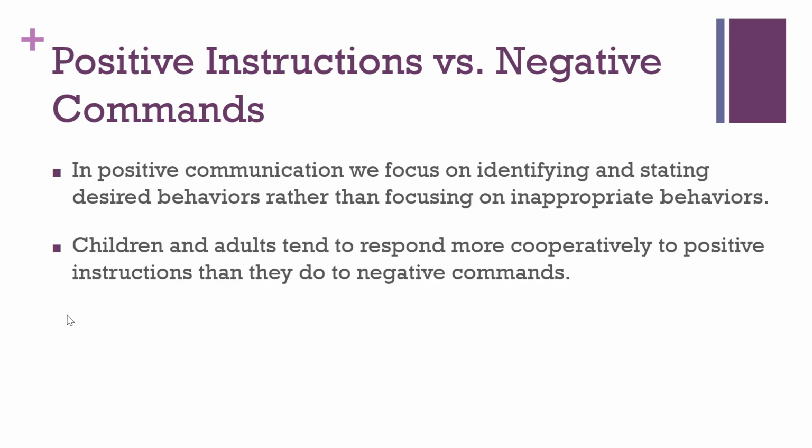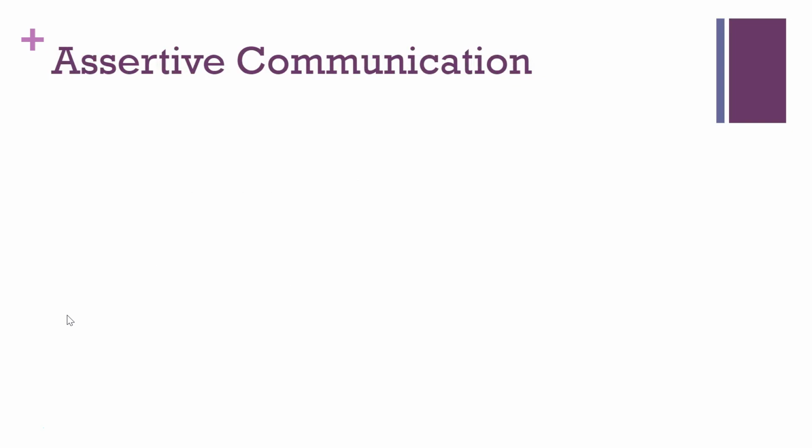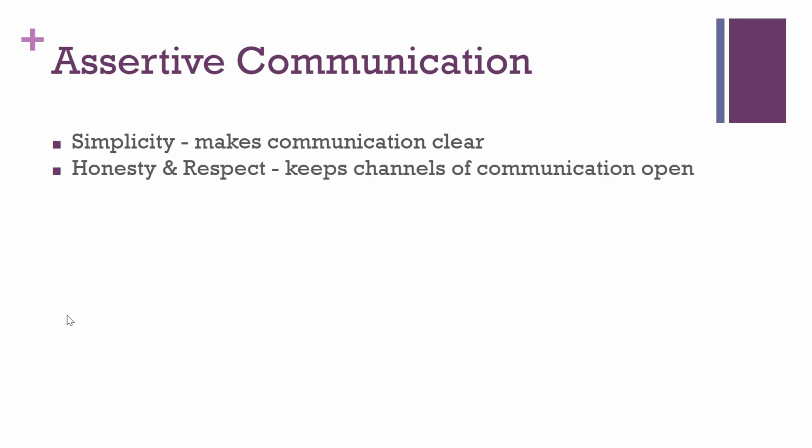When we are using positive versus negative commands, another idea to include is assertive communication. Just because we are using positive instructions and because we are not using negative commands does not mean that we cannot be assertive. What does assertive communication look like? Assertive communication is going to be simple. It should involve simplicity. When our communication is simple, it makes the overall message more clear to the student or to the adult. We want to make sure in our communication that we are honest and respectful. If we include honesty and respect, we are keeping the channels of communication open from the speaker and the receiver. We are still positive, we are still assertive, but we are honest and we are respectful in our communication.